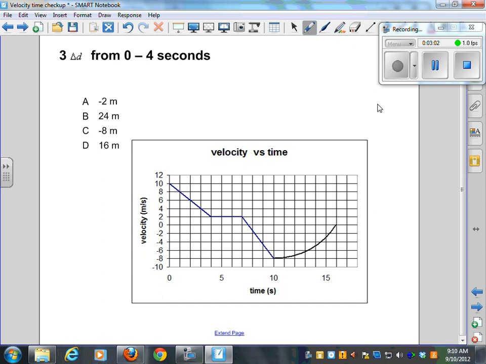Now here's where things maybe get a little bit crazy. Delta D from 0 to 4 seconds. How do you find displacement from a velocity time graph? Anybody remember? Area. Right, you are correct. Area from 0 to 4 seconds. You still got it wrong.